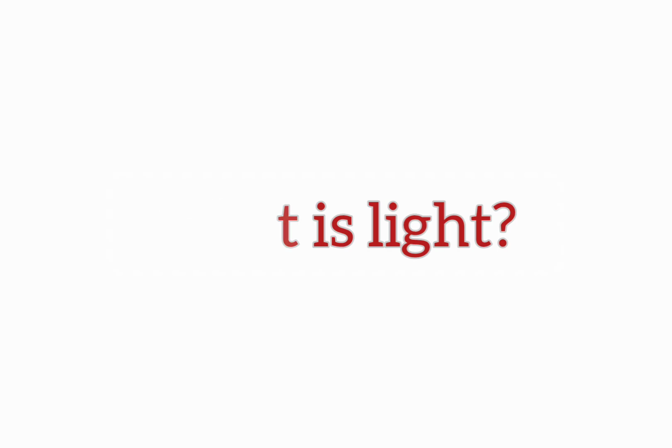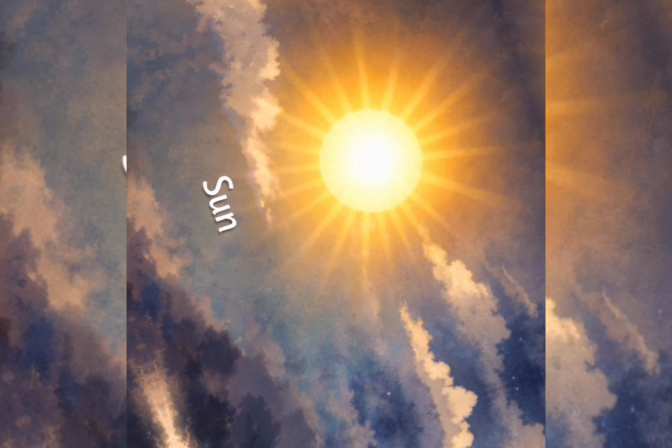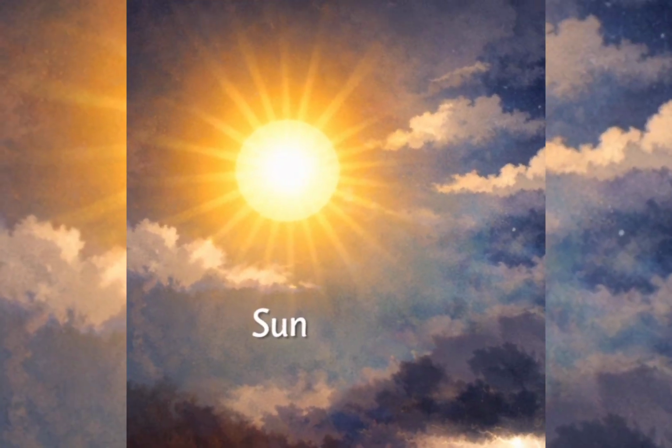First, let us understand what is light. Light is a form of energy that helps us to see objects around us. Without light, we can't see anything. For example, during the night time, when there is no light, it becomes difficult to see objects clearly. But in the daytime, with the help of the sunlight, we can see all the objects clearly, right? The sun is the main natural source of light for the earth.